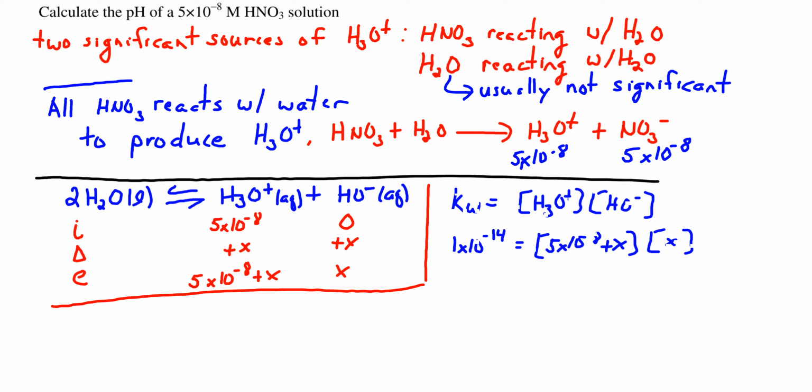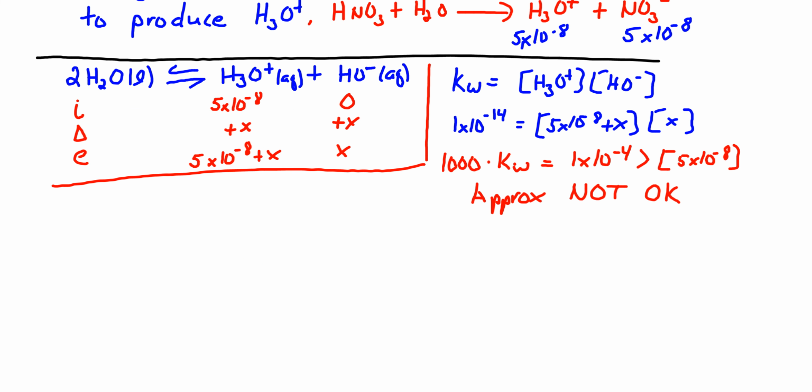Alright, so we've input our equilibrium concentrations into our equilibrium expression, and we want to test to see whether or not we can make the simplifying approximation. Alright, so we find that our approximation is not okay, so we're going to have to solve this using the quadratic equation. Alright, all we've done here is multiply out this side of the equation.